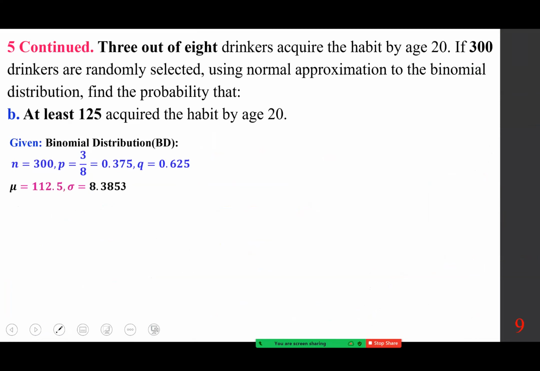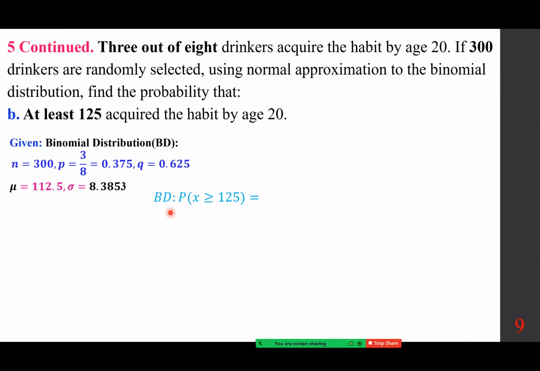We're looking at the same question. Part B is asking for at least, so find the probability that at least 125 acquired the habit by age 20. In this case, we write the given information from the previous page: n, p, q, mu, sigma, everything that was calculated from the previous pages.